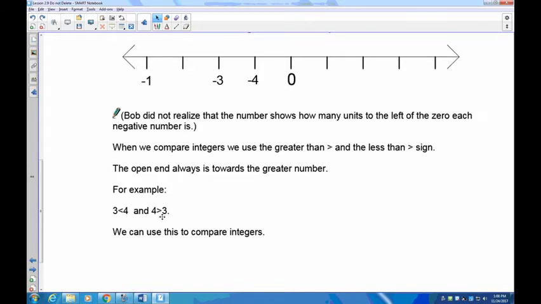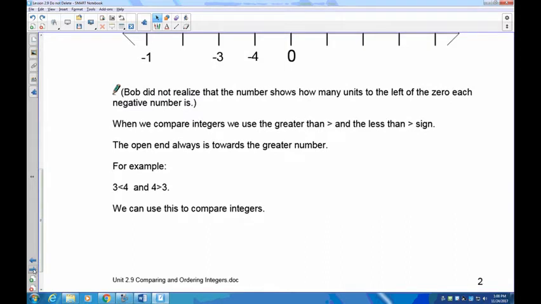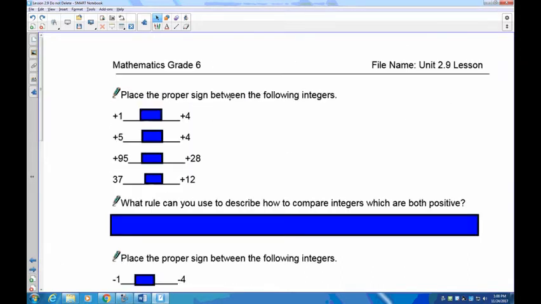Okay, and we can use these two things, the greater than and less than sign, to compare integers. So this is what I'd like you to do. I'd like you to put the Pac-Mans on, or the greater than and less than signs on the 4 blanks here. So pause the recording and put them in place.